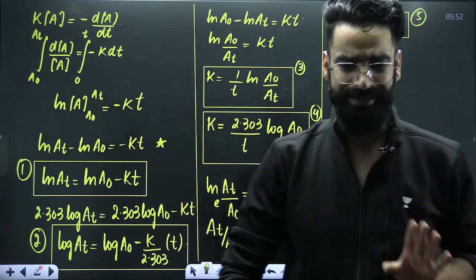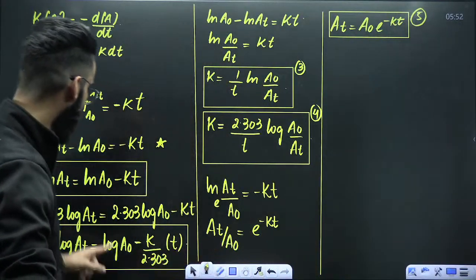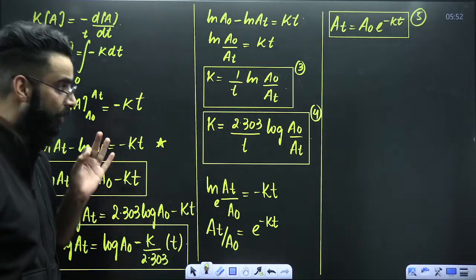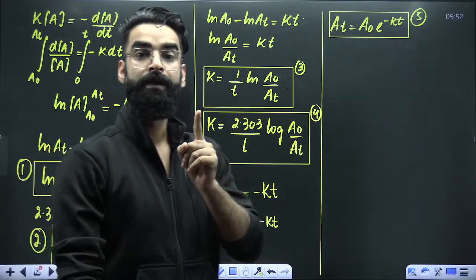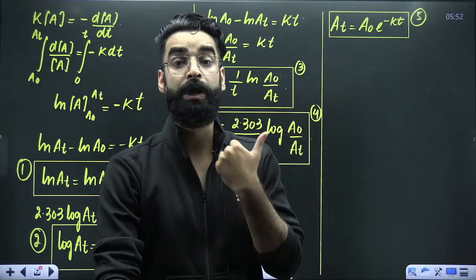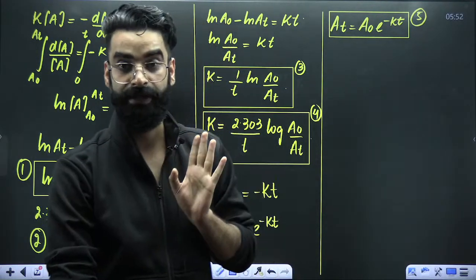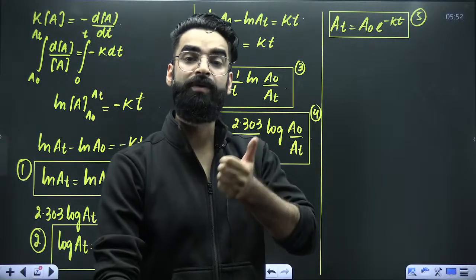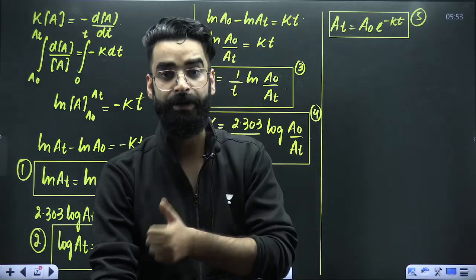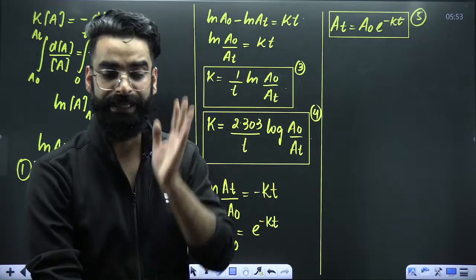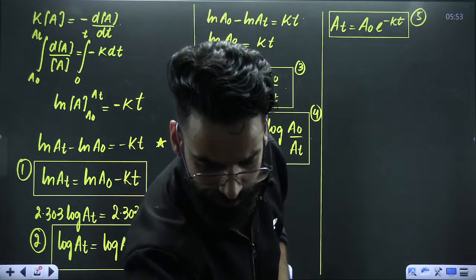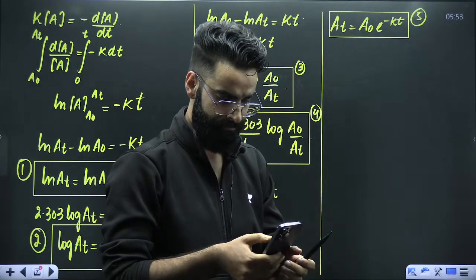Perfect. So is this clear till here, whatever I taught you? My dear students, you have to remember them. They should always be at the tip of your tongue. First one, in terms of ln: ln of At is equal to ln of A naught minus kt. Second one, log of At is equal to log of A naught minus k upon 2.303 into t. Third one, k is equal to 1 by t ln of A naught by At. Next one, k is equal to 2.303 divided by t log of A naught divided by At. Next one, At is equal to A naught e raised to the power minus kt. These are the different forms of the same equation. I hope I'm clear till here. Is it clear?